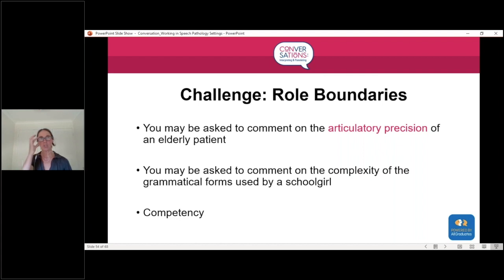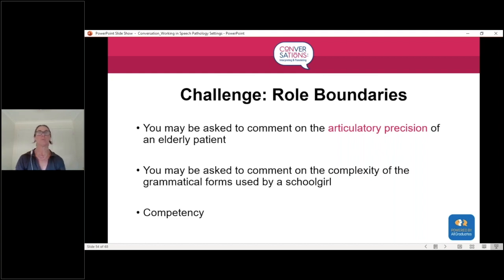Okay, so we're going to talk now about a couple, I think three, very concrete challenges that can come up for you as interpreters when you're working in speech pathology contexts, and how you might try and navigate those challenges. Okay, so the first one, and I've already alluded to it, is role boundaries. This is really a fundamental issue for interpreters in this kind of setting, because as we've discussed, speech pathologists need you basically to comment on how messages are conveyed, not just the content of the message, and they will ask you to do that.